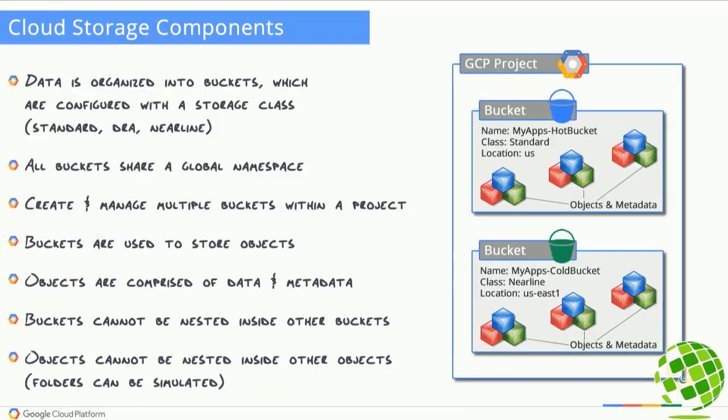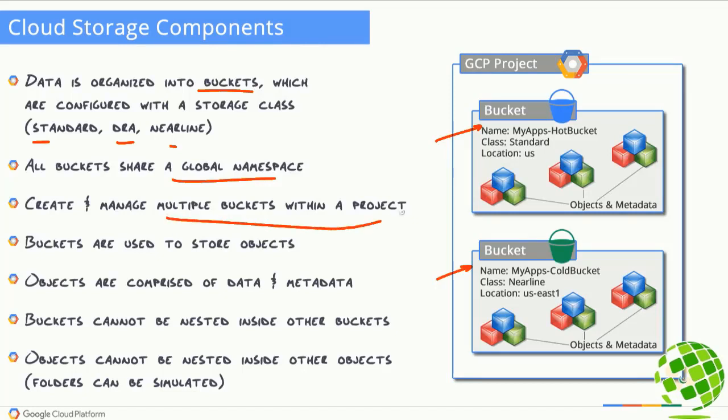Let's get up to speed on the components that make up Google Cloud Storage. These are the things that we're going to be working with when we configure our buckets and we put data inside of them. So data is organized into what are known as buckets. And these are configured with the storage classes here that we just looked at: standard, DRA, and nearline. All buckets share a global namespace. So that's important. That means when you define the name of your bucket, it needs to be unique across all of cloud storage.